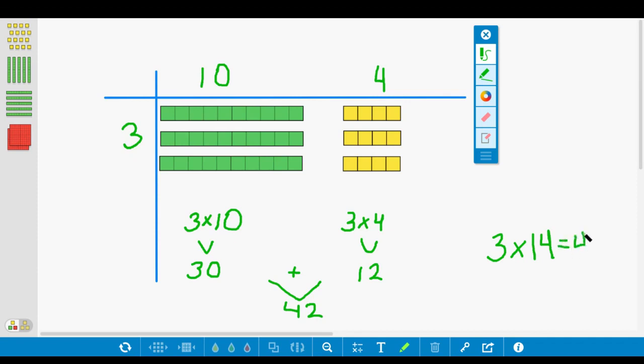So just a little example of how we can use base 10 blocks to help us break numbers apart into partial products using place value.